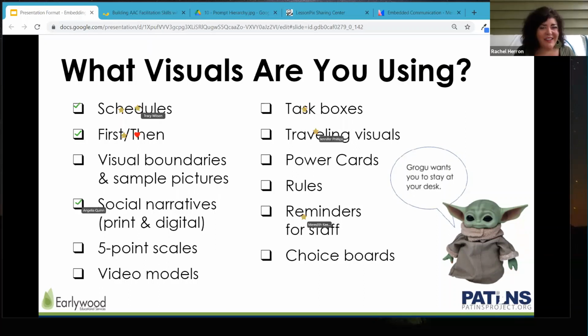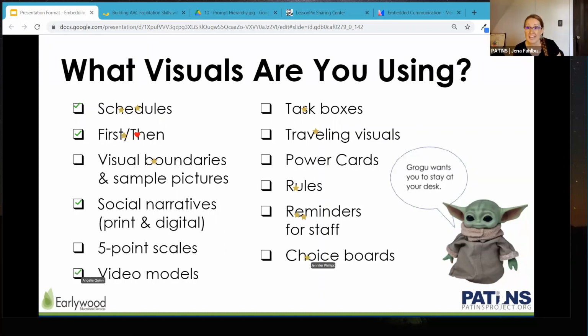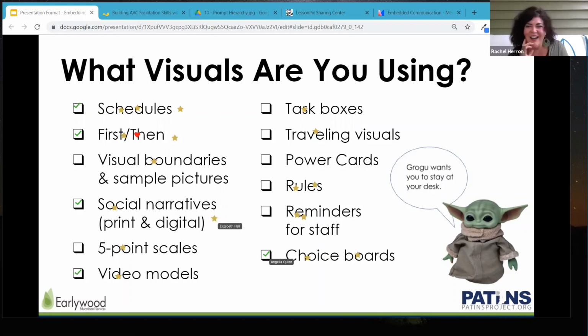Oh, I love it. And digital social narratives are wonderful visuals for supporting communication, for supporting all types of access. 5-point scales, video models, task boxes. Oh, I love all the stamps coming up. Yeah. Traveling visuals. So taking those visuals with you, with the student, especially I'm the elementary mindset person because that was where I came from.